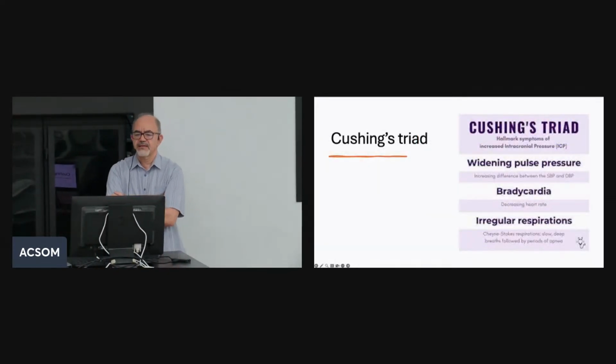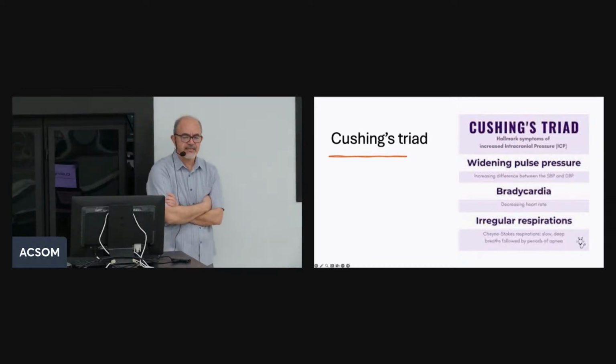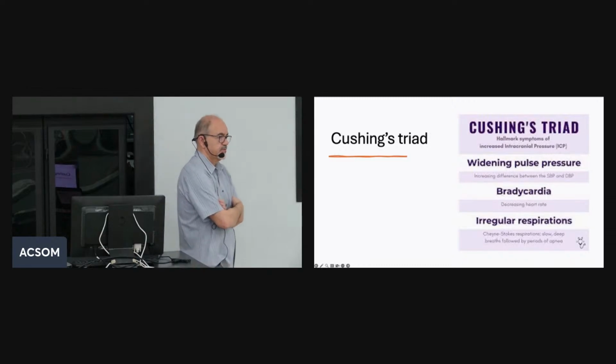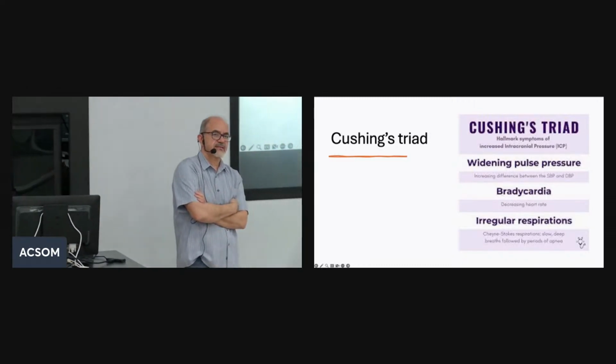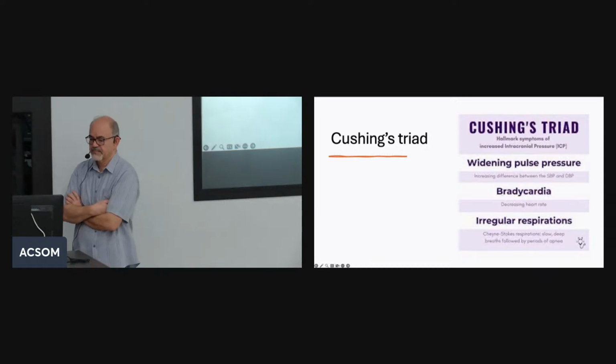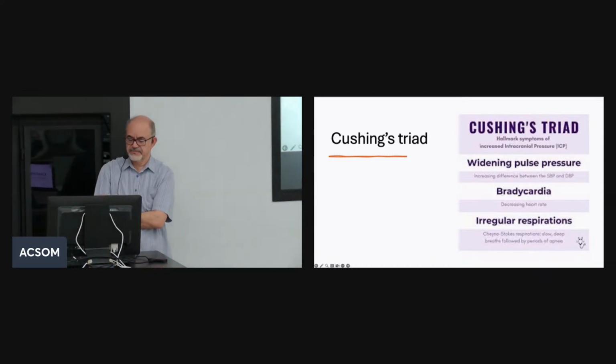This is usually a bad sign. It's called Cushing triad, a combination of widening pulse pressure, when the difference between systolic and diastolic pressure is very wide, bradycardia and irregular respirations. That usually means the brain is in trouble, a sign of herniation, a sign of severe brain injury, and usually a very ominous sign.